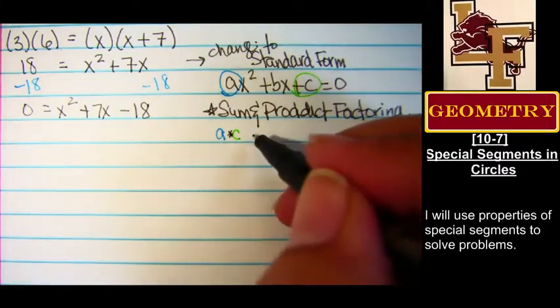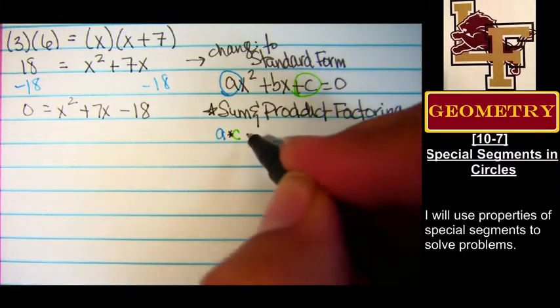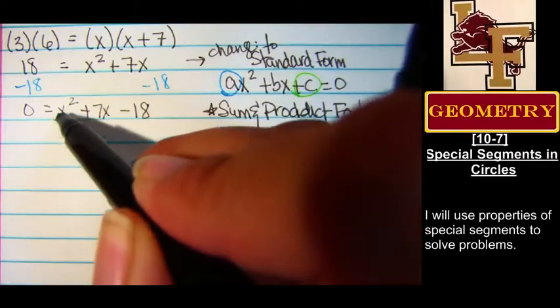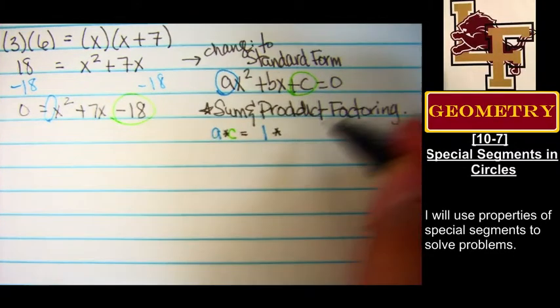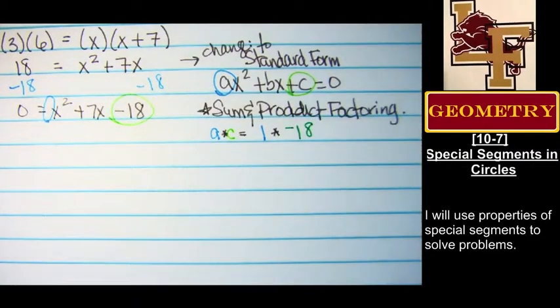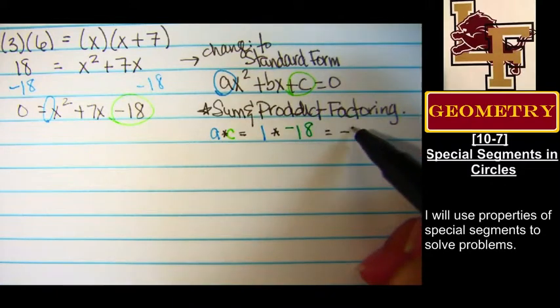Okay. So in this case, A is not there, which means we make it a 1. Exactly right. I saw someone mouth it. So A is 1 and C is negative 18. And so I'm going to multiply those together and figure out what I get. I get negative 18.